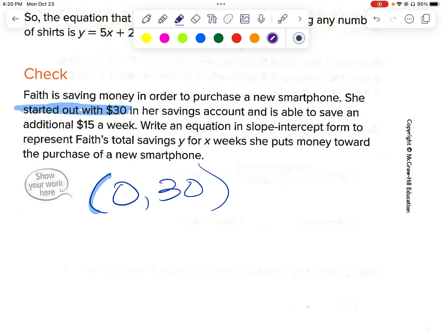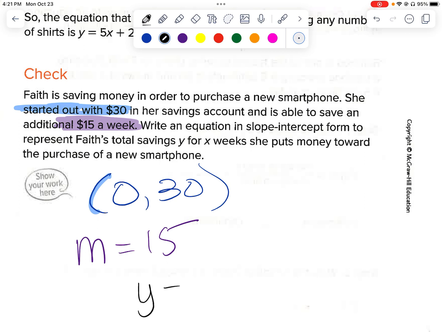Then she's adding $15 each week. So that would be my slope, $15. So now I'm going to write an equation. y = 15x + 30.